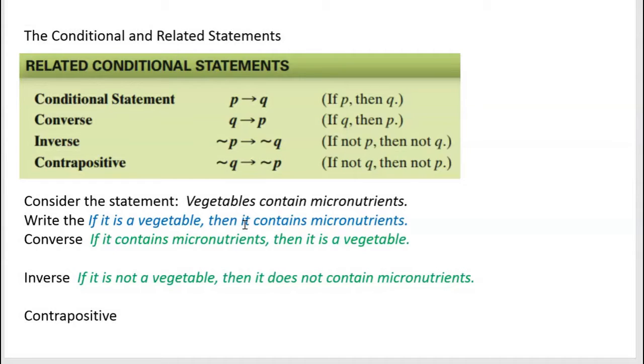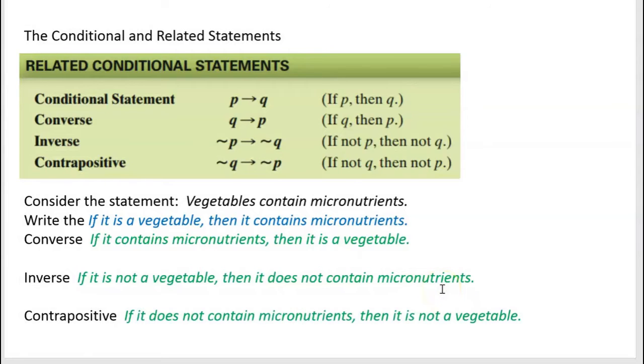Now, let's see if we can do the contrapositive. Remember, that's flip it and reverse it. We'll put down our original conditional statement. So if we flip it, we make them both negative, just like the inverse. If it is not a vegetable, then it does not contain micronutrients, but we also reverse it. So if it does not contain micronutrients, then it is not a vegetable.